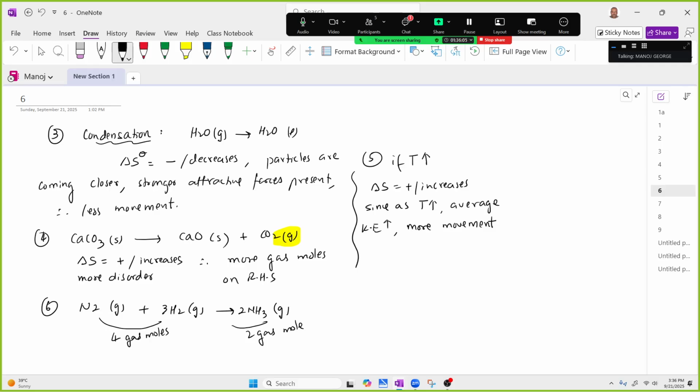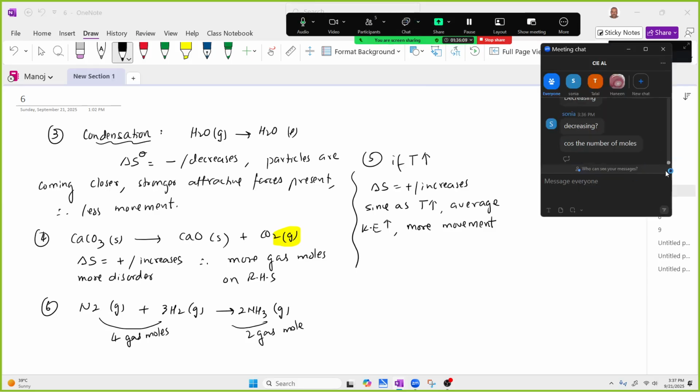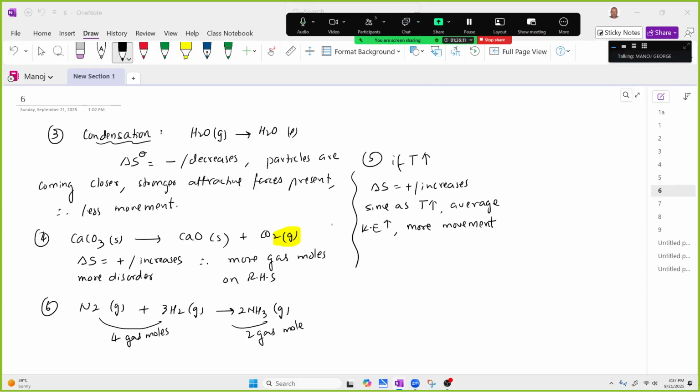When there is less gas moles, there will be less gas molecules. And if there is less molecules, your entropy will be less. Very correct. So here you will say entropy is negative. It is decreasing since there is less gas moles on right hand side.